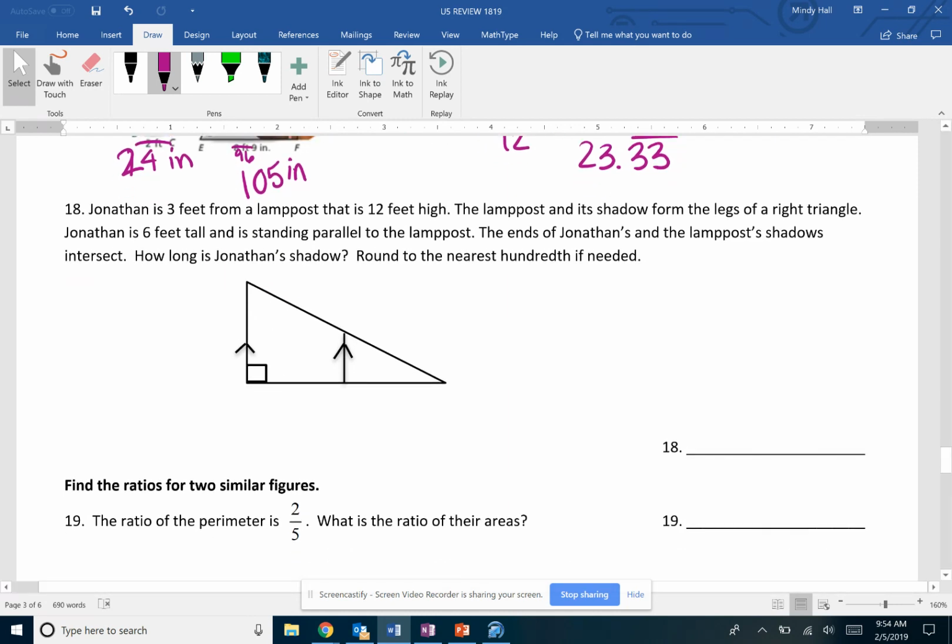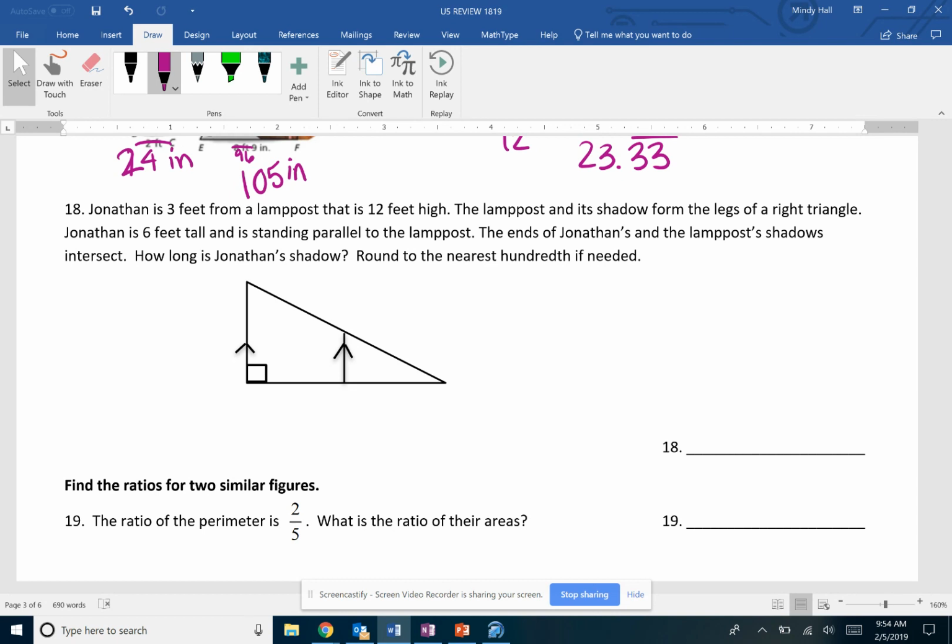So we have Jonathan, who is 3 feet from a lamppost that is 12 feet high. The lamppost and its shadow form the legs of a right triangle. Jonathan is 6 feet tall and is standing parallel to the lamppost. The ends of Jonathan's and the lamppost shadows intersect. How long is Jonathan's shadow? And round to the nearest hundredth if needed.